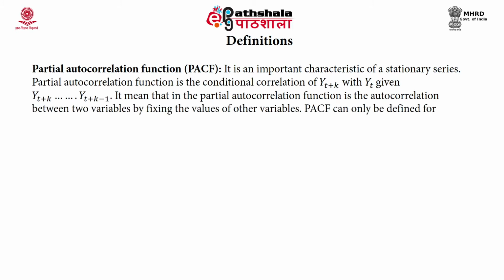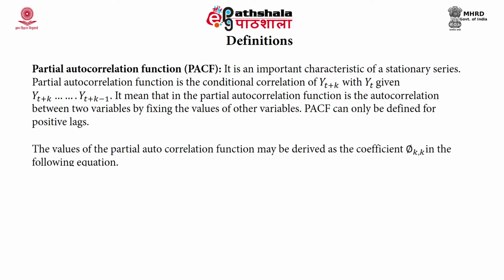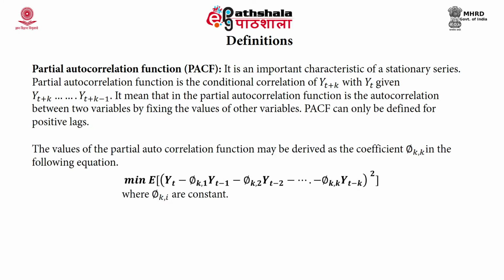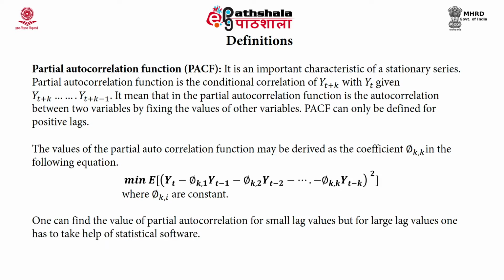Now come to the definition of the partial autocorrelation function. It is an important characteristic of a stationary series. The partial autocorrelation function is the conditional correlation of yt+k with yt, given yt+1 and so on up to yt+k-1. It means that the partial autocorrelation function is the autocorrelation between two variables by fixing the values of the other variables. The partial autocorrelation function can only be defined for positive lags.